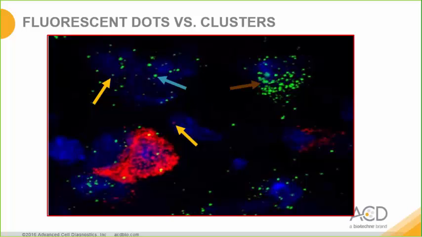Similar patterns of dots and clusters are seen in fluorescent versions of the assay. The orange arrows point to single mRNA molecules with fewer double-Z probe pairs bound to them, compared to the dot pointed to by the teal arrow. And the brown arrow points to a cluster with an irregular shape, rather than a round shape, which has resulted from overlapping signals from multiple mRNA molecules.